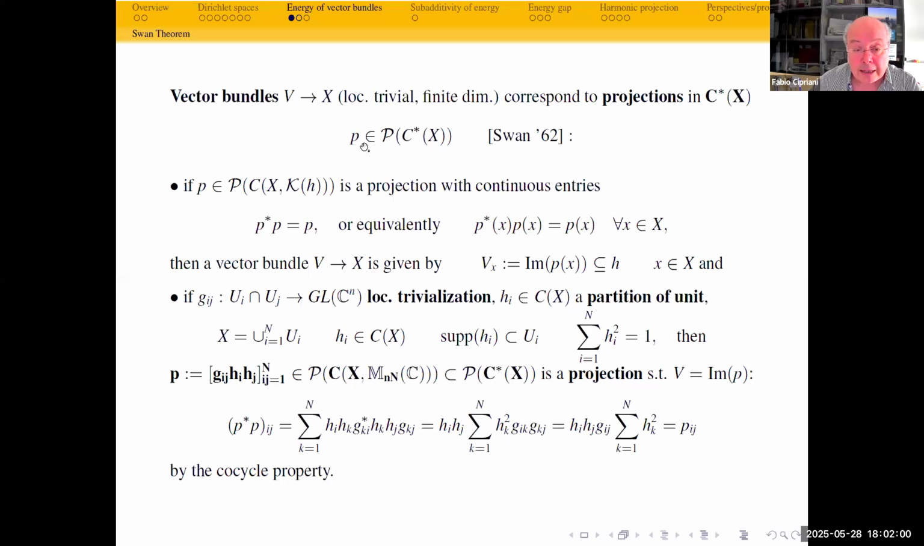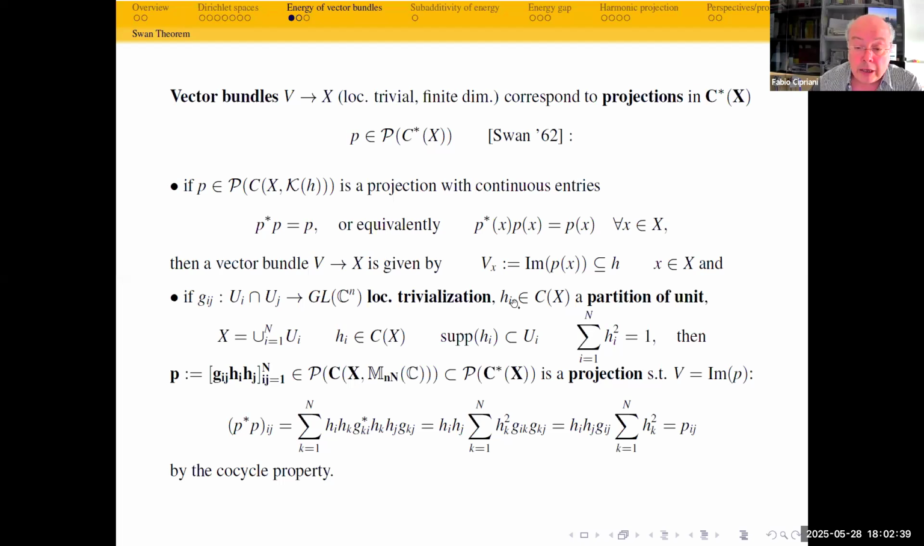So vector bundles can be represented by continuous projections on X with values in the compact operators. In particular, if we consider such a projection, verifying the identity of a projection, then for any fixed x, the image of P(x) is a finite dimensional subspace of the Hilbert space H, and is the fiber of a locally trivial vector bundle.